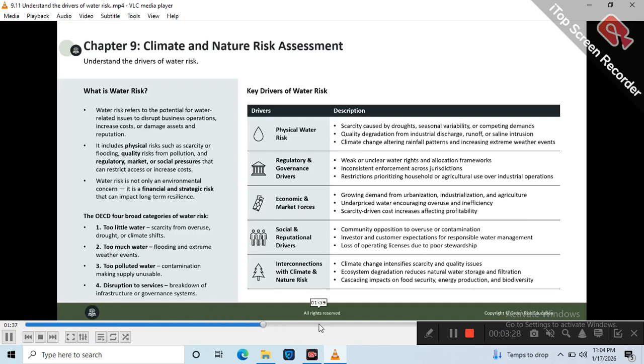Changing rainfall patterns and weak governance can make these risks worse. Regulatory changes can disrupt investment plans. The third driver is economics and market drivers.